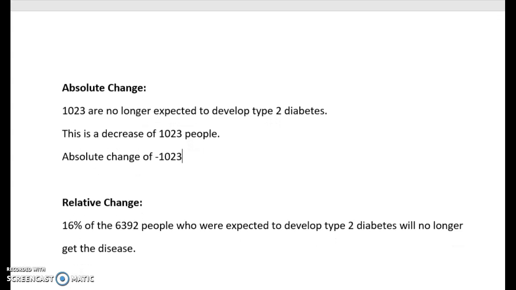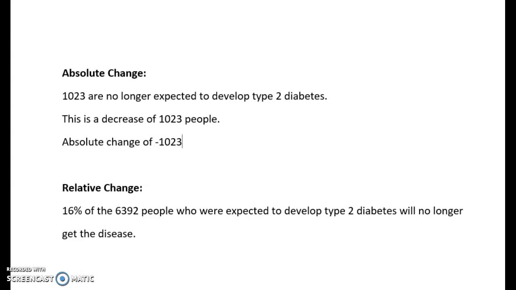We could also think about the relative change. The relative change is the 16% that we were given, right? That's what the lifestyle is doing. It's changing the number of people by 16%, and it's lowering the number of people by 16%. So we could say that the 16% of the people who are expected to develop type 2 diabetes will no longer get the disease. You could also think about that as a negative 16%. It's a negative 16% change.